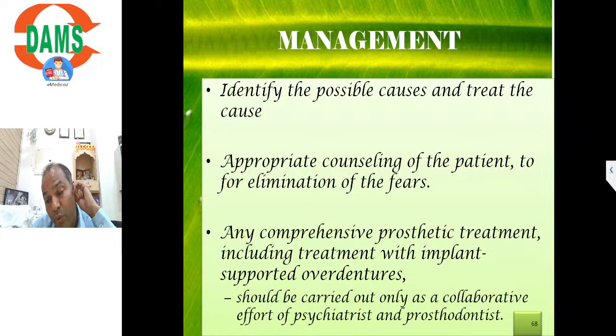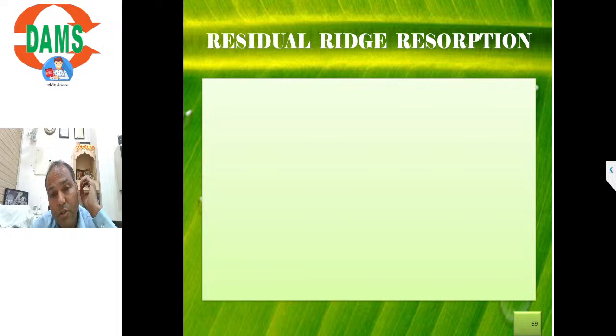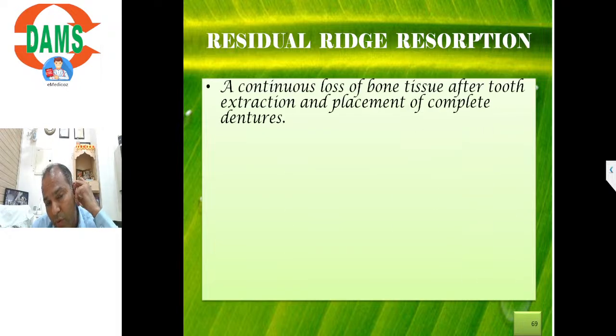You also have to rule out residual ridge resorption, which is important. Residual ridge resorption is again a sequela of complete denture wearing. When there is a continuous loss of bone after tooth extraction and placement of complete denture, it might cause residual ridge resorption. Now there are three terms. It might be physiologic, it might be pathologic. It is irreversible loss of bone, remember this. It is cumulative. Cumulative means it occurs over a period of time.